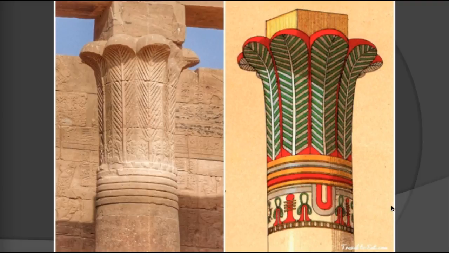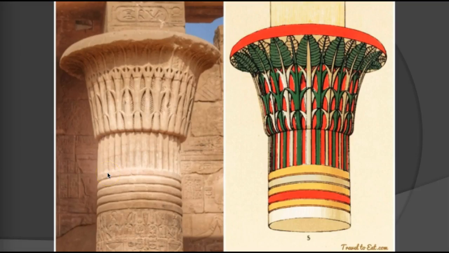So here we have, and all of these columns were painted. We know that because there's still some paint attached to some of these artifacts. So we have this palm column capital here. This is the Temple of Isis from Philae. So here we have a sort of drawn and painted version of what the real version would have been.